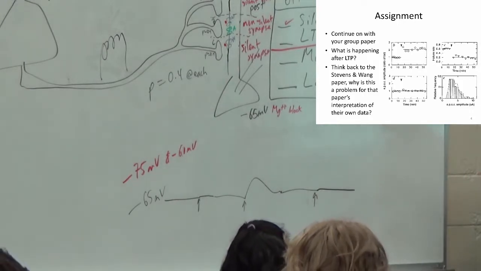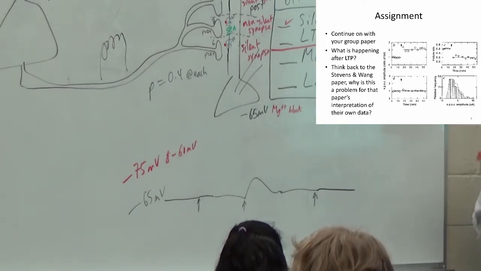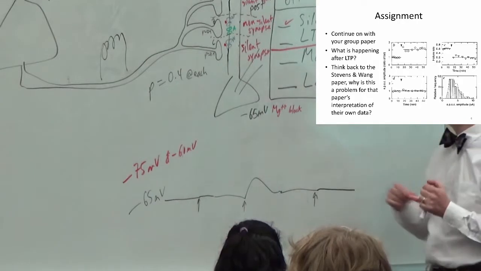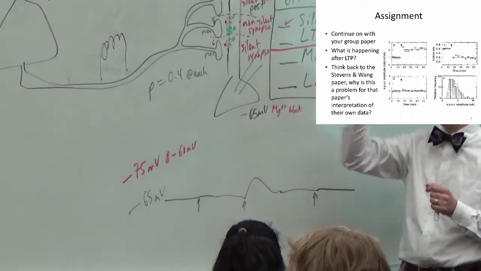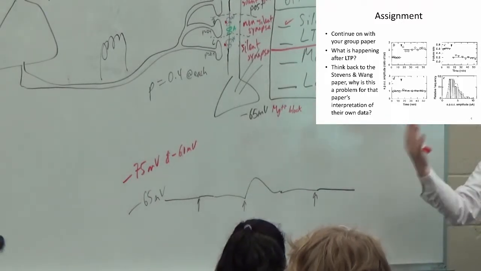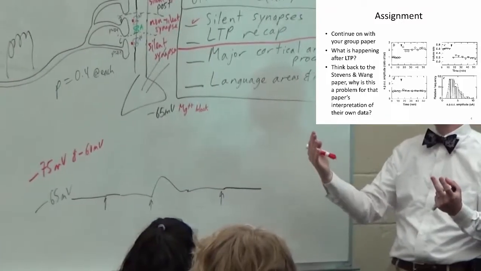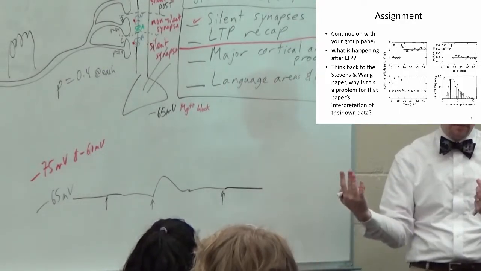And so it looks like, and he can completely convince himself and completely convince anybody else who looks at his data, like before LTP, there was one contact. And he thought that meant there was one physical contact. But now we've got this new idea that maybe there are physical contacts that are undetectable because they have no AMPA receptors there.